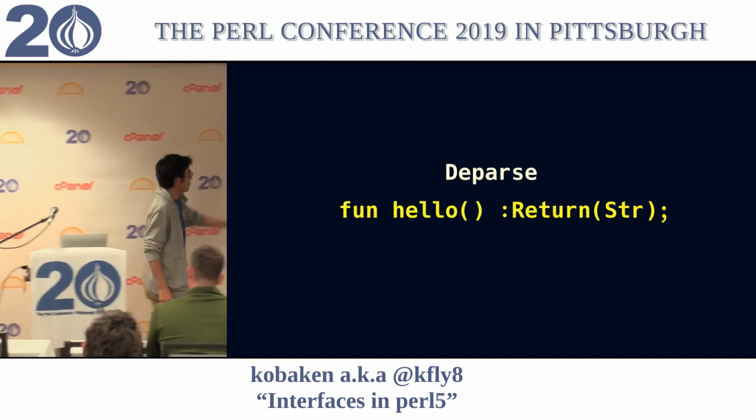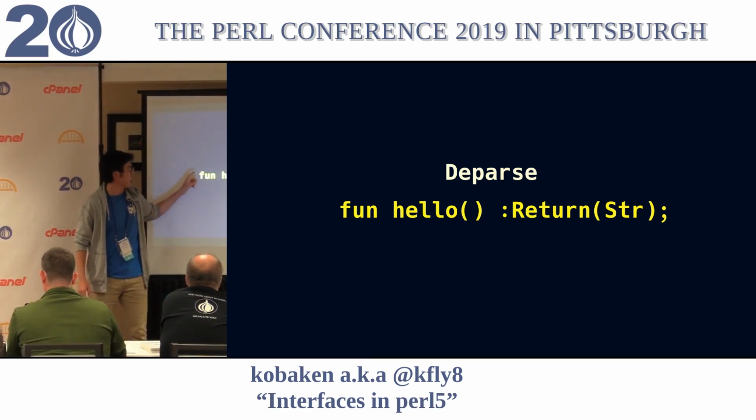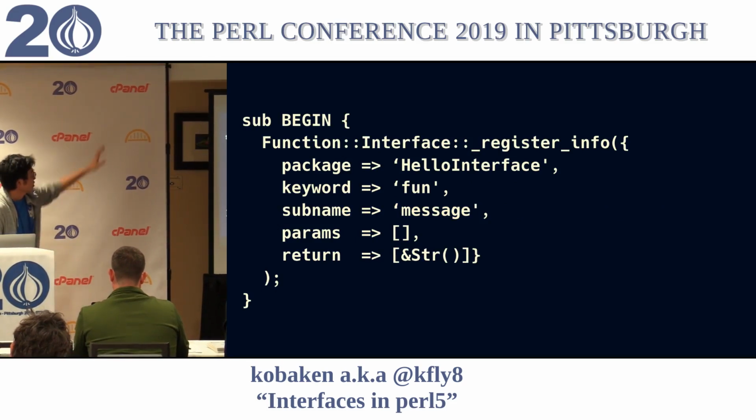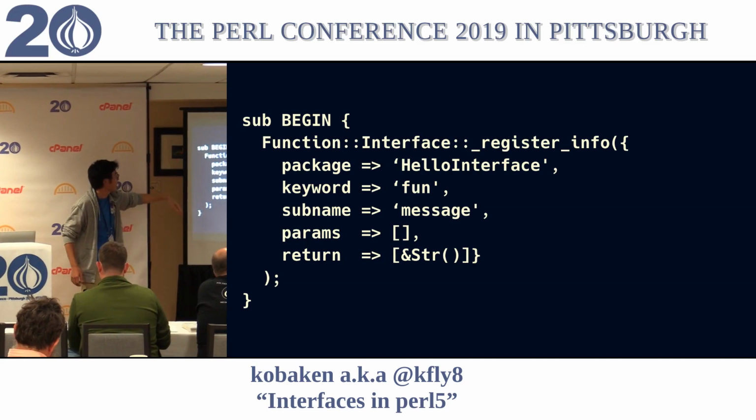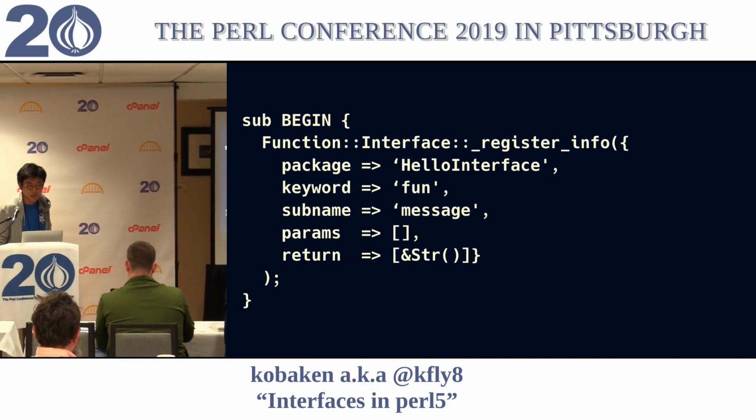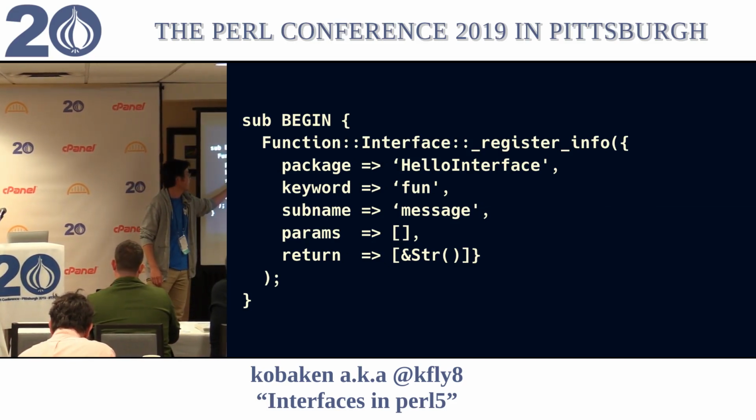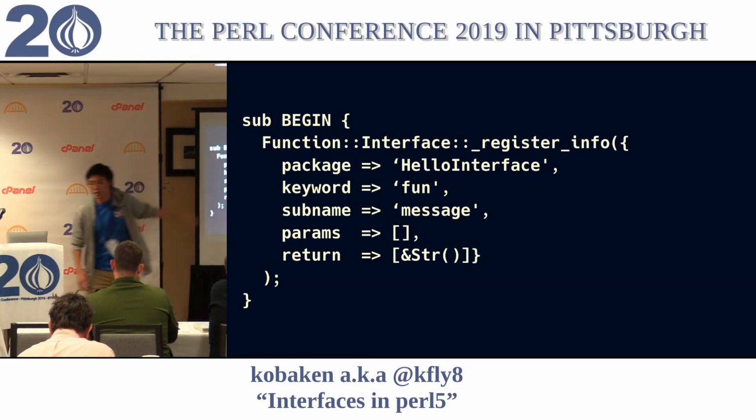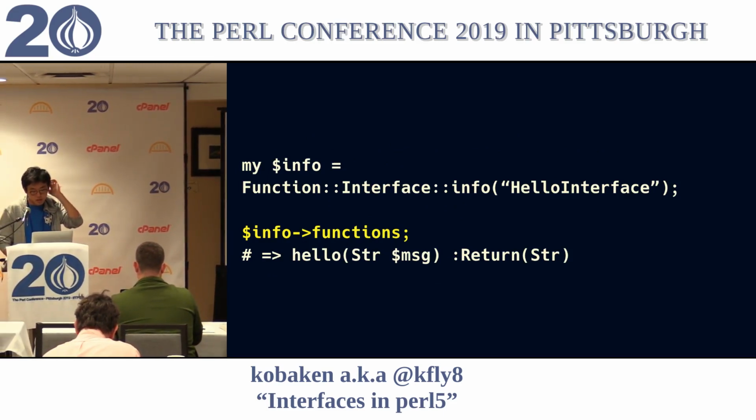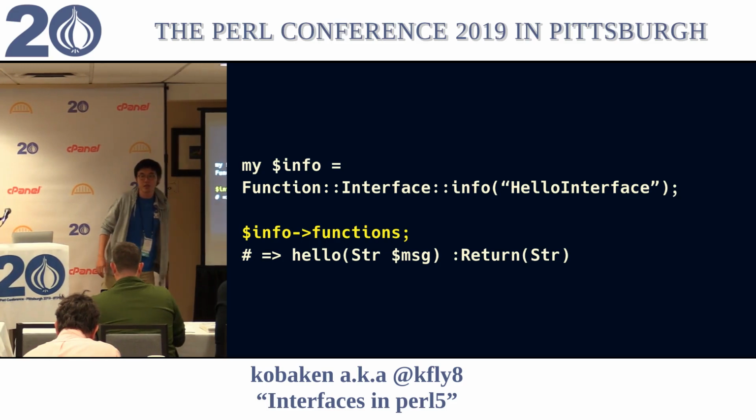So we define a Perl hello function with a return string interface, and we pass this string. So we get this, and this is the parse result. So meta information is registered in the BEGIN phase. Function name and package name are registered in the BEGIN phase. So we can get meta information about the interface. So the second requirement is done.